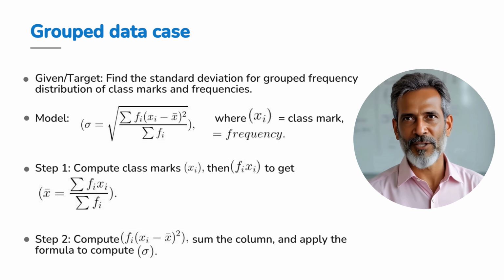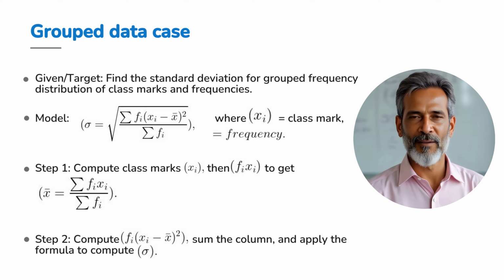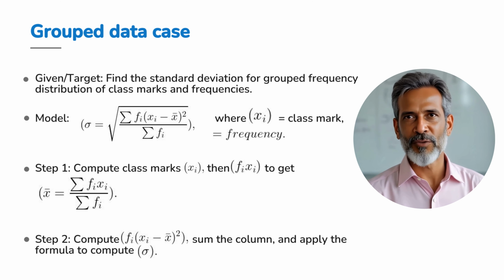Step 1. Calculate the class marks x sub i, usually the midpoints of class intervals. Then multiply each x sub i by its frequency f sub i, sum these products, and divide by total frequency to get the mean x bar. Step 2. For each class, calculate the square of the difference between the class mark and the mean, multiply by the frequency, and sum all these values. Finally, take the square root of this sum divided by total frequency to get the standard deviation.